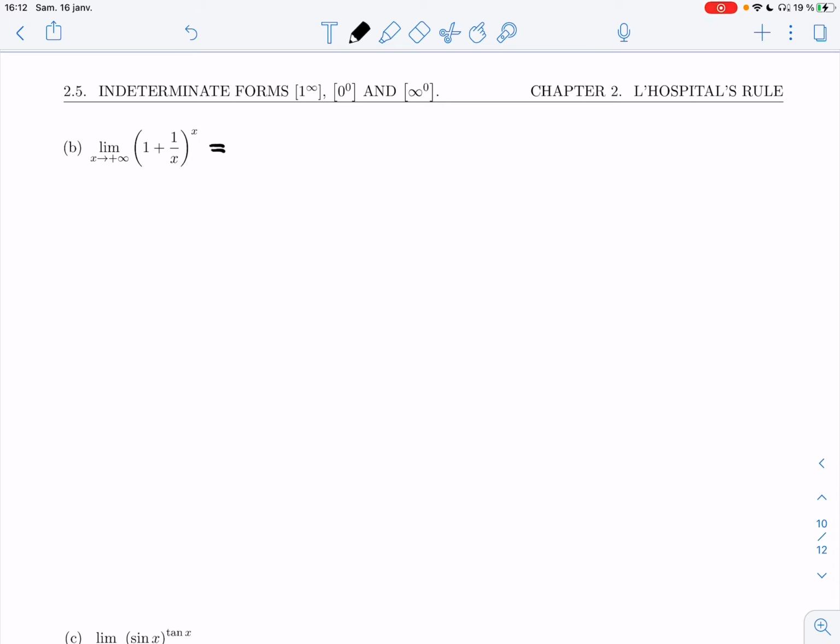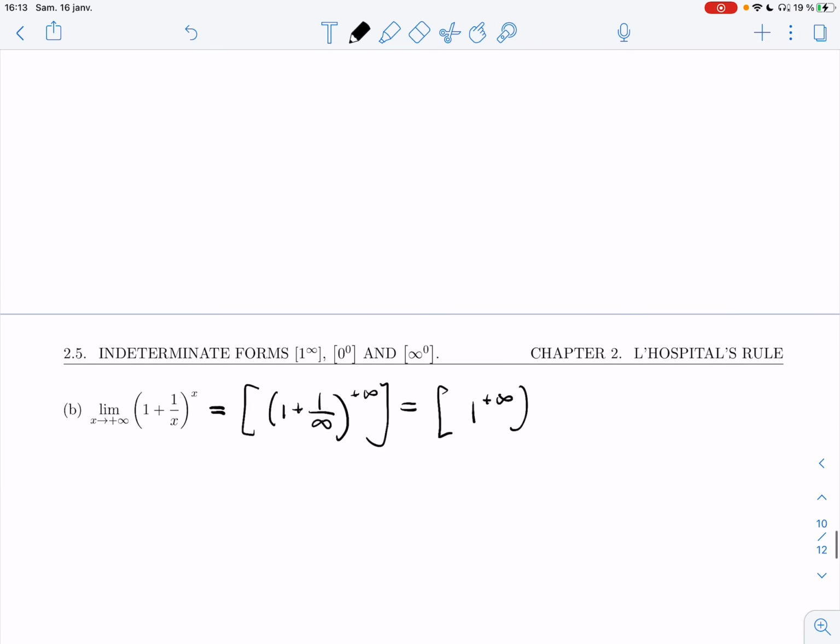All right, so let's plug it in. I get 1 plus 1 over infinity. This part here is going to be 0, and so I get 1 to the infinity, which is indeterminate. All right, it's this first one right here. We're going to do the same thing we did in the last example.